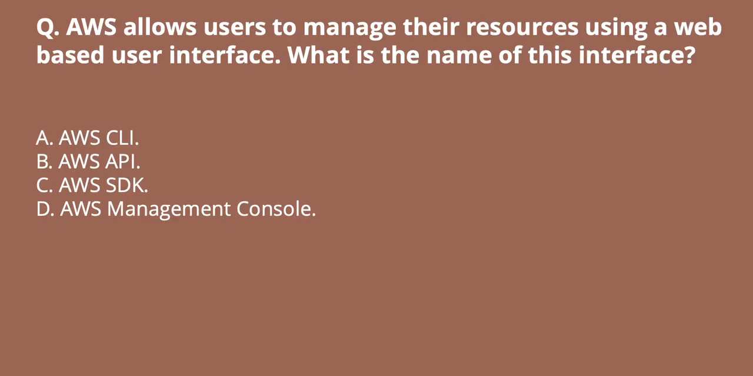Next question. AWS allows users to manage their resources using a web-based user interface. What is the name of this interface? So we have option A, AWS CLI. Option B, AWS API. Option C, AWS SDK. And option D, AWS Management Console.